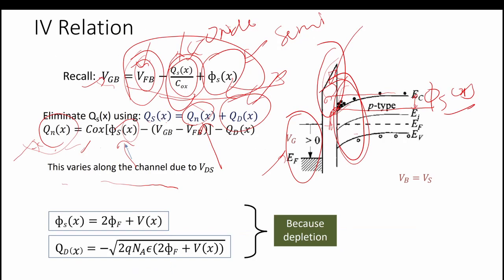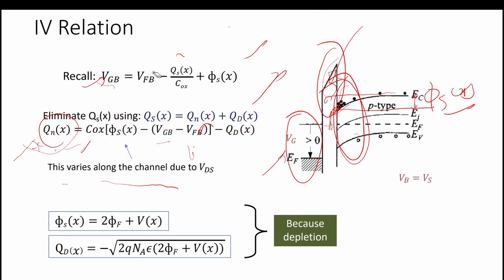So this psi sx and minus Vgb minus Vfb, the gate voltage minus the flat band voltage, and minus Qdx. We want to eliminate the Qs, and we are eliminating Qs through this equation only.